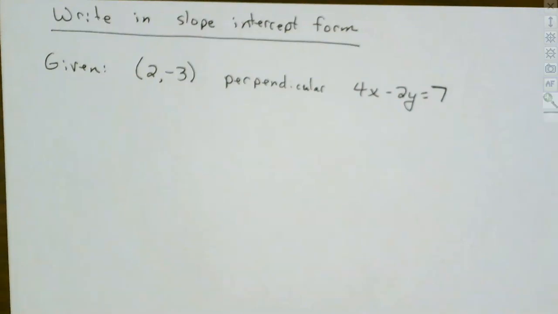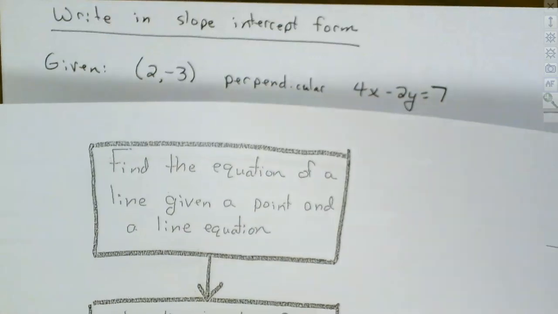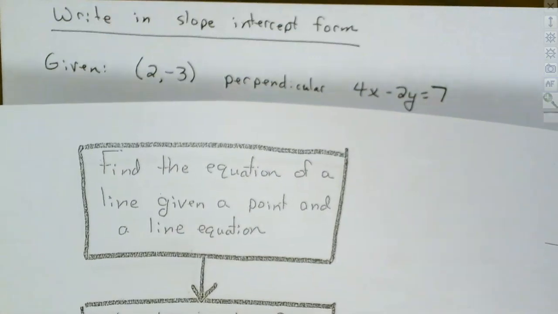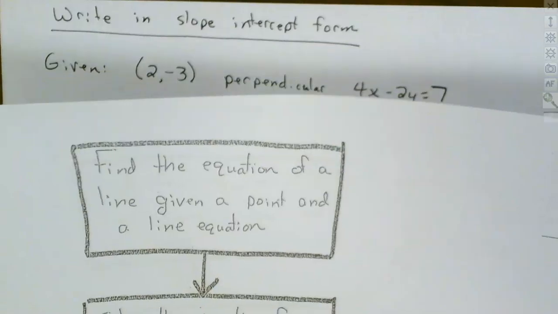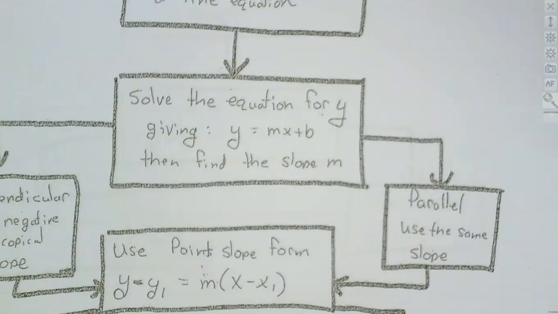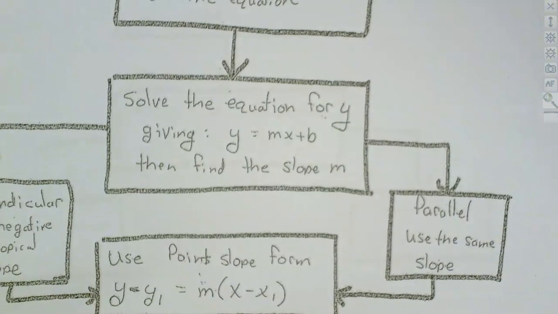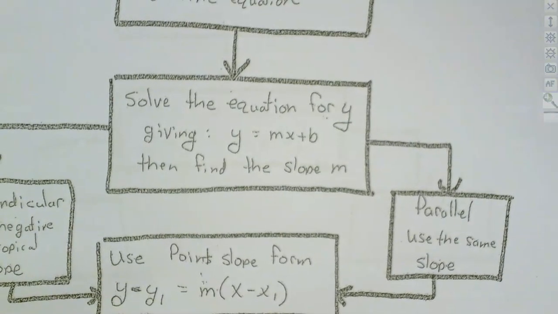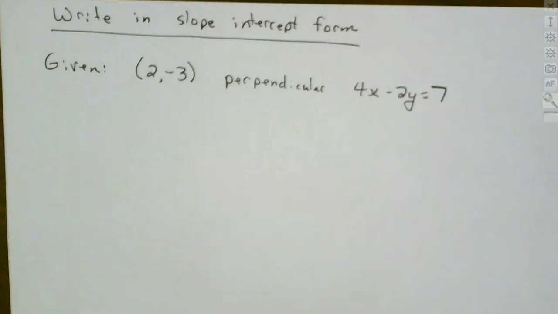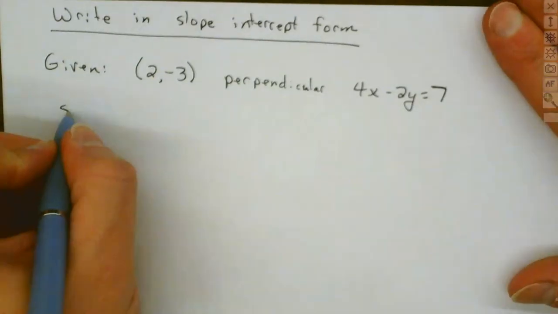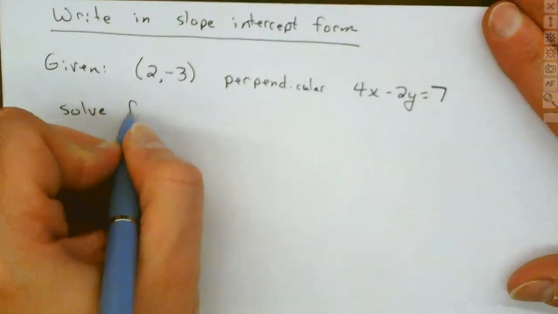So let's try to pay attention through this one. What do we need to do? Let's follow our flow chart. We're on the last page. Okay, we want to find the equation when you're given a point and a line equation. That's what we've got. What do we do? First things first. Take that line equation and solve it for y. So we need to take this line right here and we need to solve it for y.